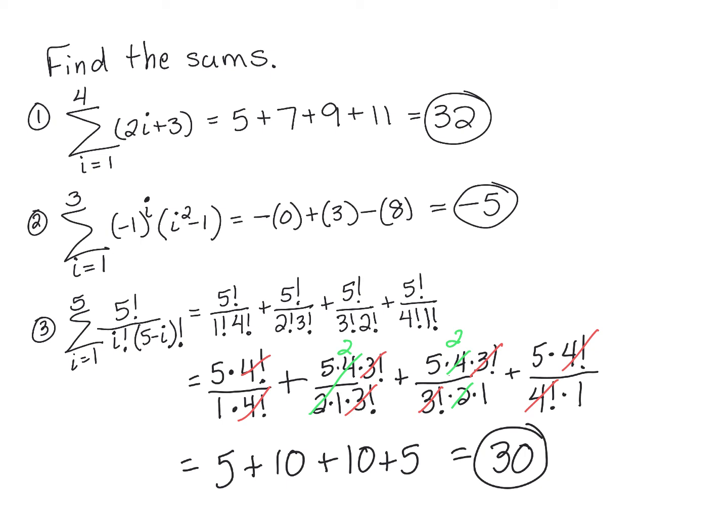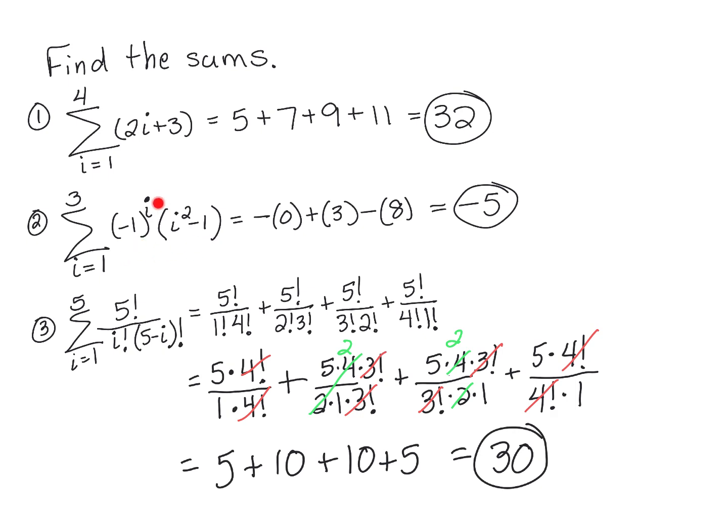Okay, here's some examples. Example 1, we're getting 4 terms starting at 1. Notice that my counter is now an i. We're starting at 1 and going to 4. This is arithmetic because we're adding 2 every time. So you plug in the 1, you get 5. Plug in a 2, you get 7, then 3, and 4. And we're going to add these guys together. So when you add them, you get 32.